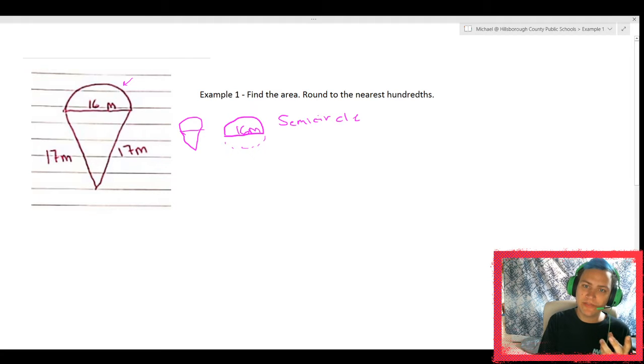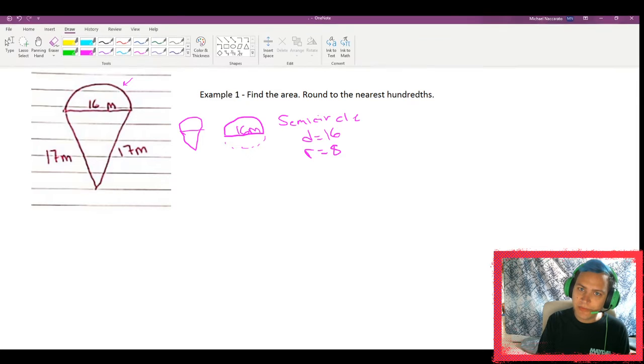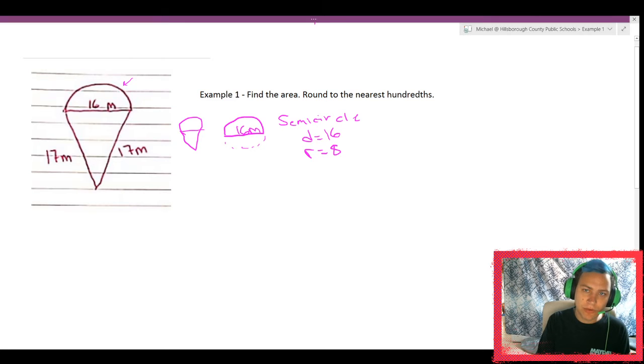So if I'm going to find the area of that, I'm going to have to be mindful of the fact that that is not the radius, right? That's the diameter. So the diameter is 16, which means to turn it into the radius, we just cut it in half, divided by 2. So 16 divided by 2 gives me 8. I'm going to need that information in just a second to do that part.